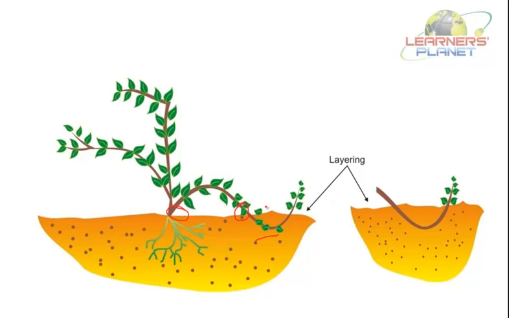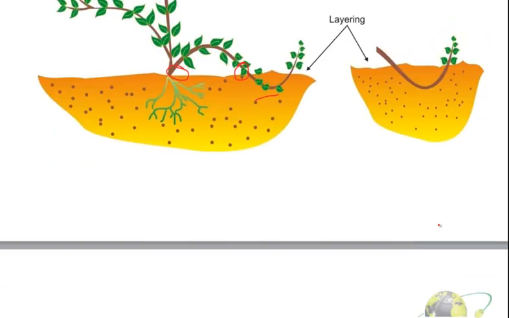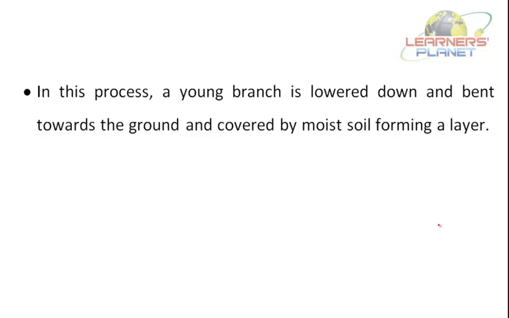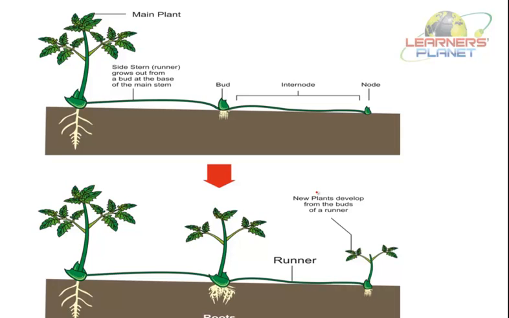And for faster and profuse rooting to take place, rooting hormones are applied on the place from where the bark has been removed. And then any such plant which is kept will develop into a new plant. So basically, in this process, a young branch is lowered down and bent towards the ground and covered by moist soil, forming a layer.